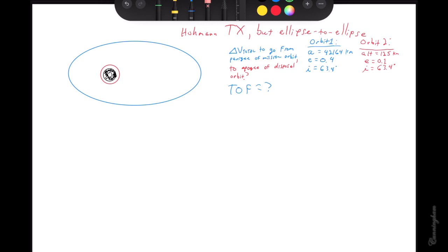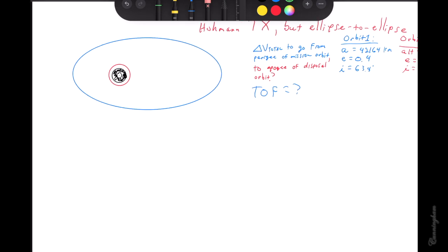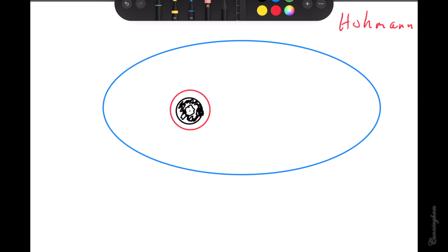So in my very contrived problem here, I'm going to do basically a maneuver that gets me from perigee, hopefully you guys would buy that this is perigee of this blue mission orbit, all the way to, maybe I can do a little bit better on that. Drawing, always a challenge. Ah, there we go. Yeah, to apogee of the secondary orbit.